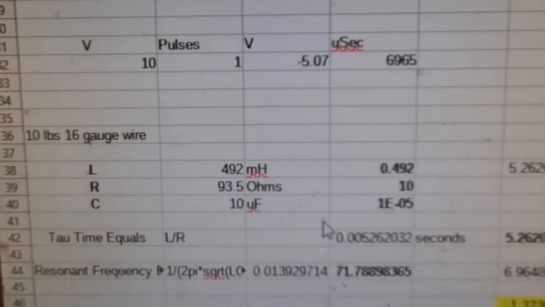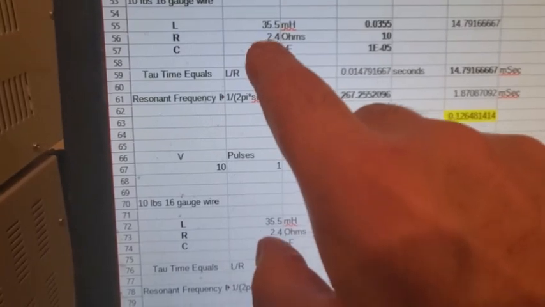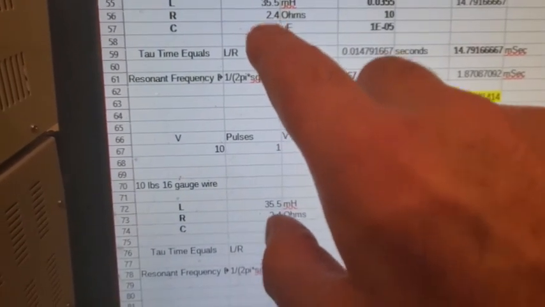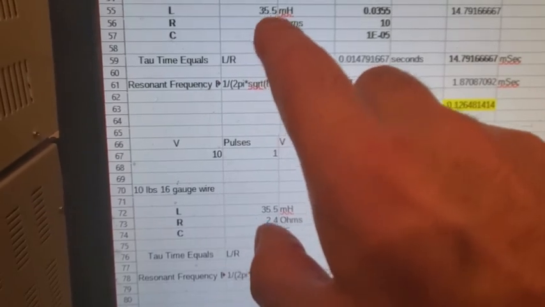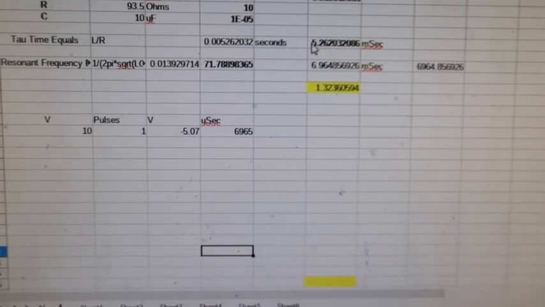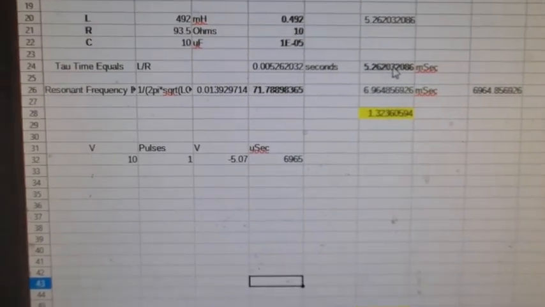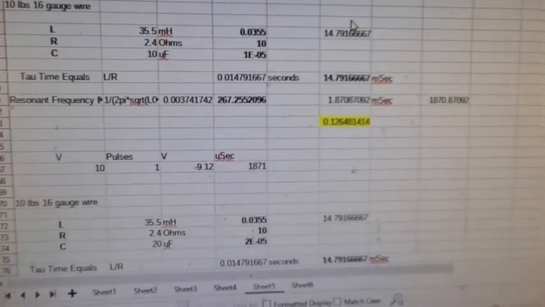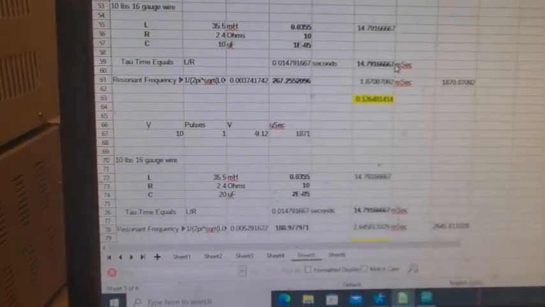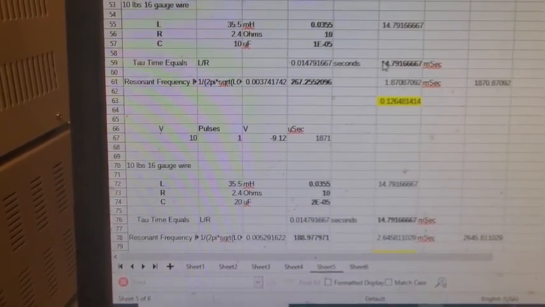Now we go to here with the big 10-pound coil. The inductance is only 35.5, but the resistance is now 2.4. And now the resistance of your switch will be coming into play. But just using those two numbers, because the resistance is so low, the tau time is bigger than either of the other previous two coils, even though one of them had more than 10 times more inductance. But again, the tau time is determined by inductance divided by resistance. So as resistance gets lower, this becomes a bigger number.